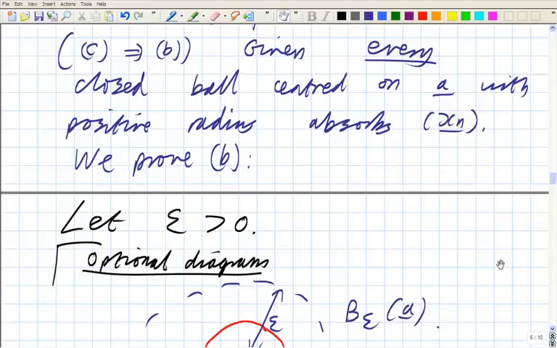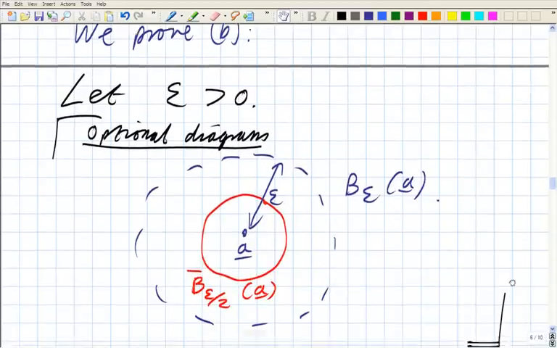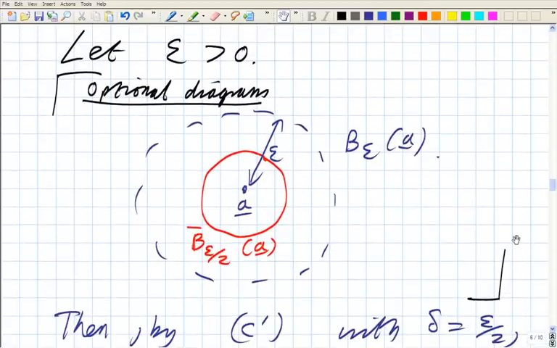So you know that every closed ball with positive radius absorbs the sequence. You're trying to prove that every open ball with positive radius does as well. You do a let epsilon greater than 0, and you prove that the open ball radius epsilon absorbs the sequence, using the fact that the smaller closed balls do. Any more questions about that proof?